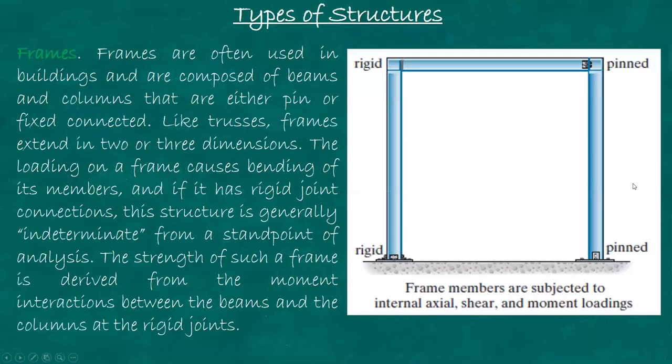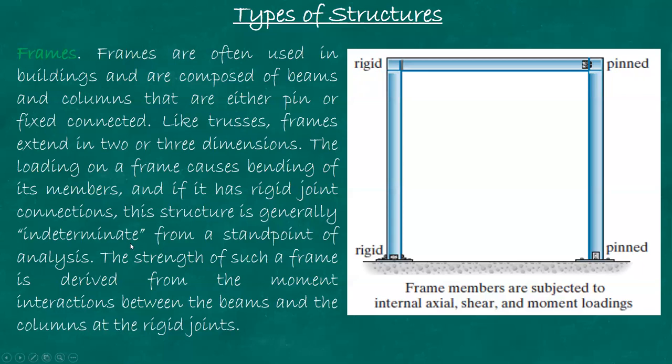And then the frame, with columns and beams or girders. Frames are often used in buildings and are composed of beams and columns that are either pin or fixed connected. Like trusses, frames extend in two or three dimensions. The loading on a frame causes bending of its members, and if it has rigid joint connections, this structure is generally indeterminate from a standpoint of analysis.